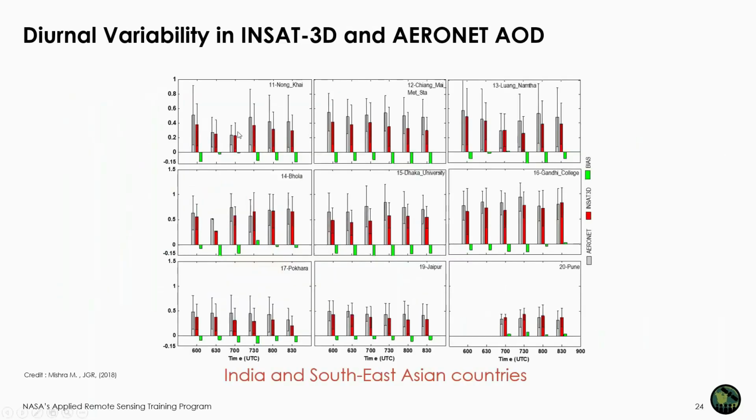Now this is also over different AeroNet stations. So you can see the gray color is your data from the AeroNet, and the red color is the INSAT 3D observations. So the diurnal variability is captured very nicely by INSAT. However, there is some bias between the ground measurements and the satellite derived observations, but the trends are captured in a significantly nice manner over India and the southeastern Asian countries.